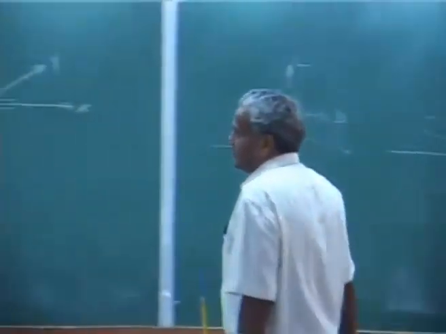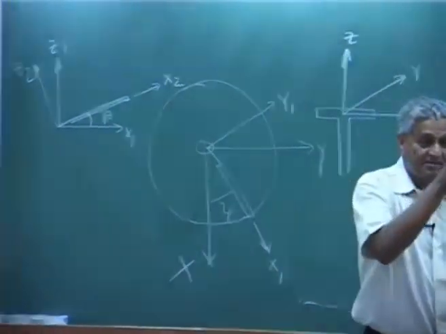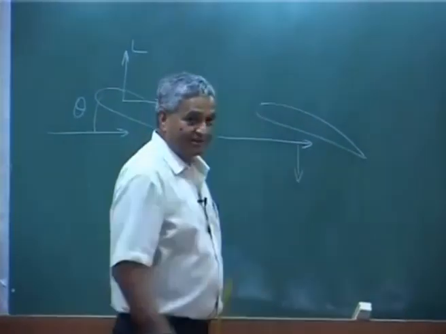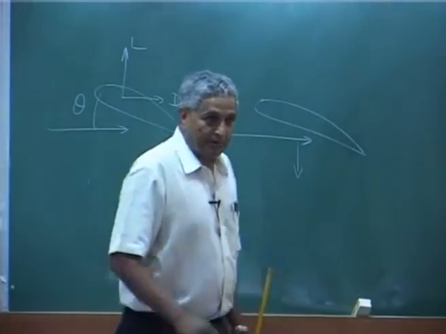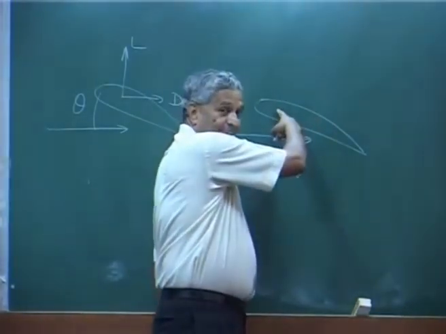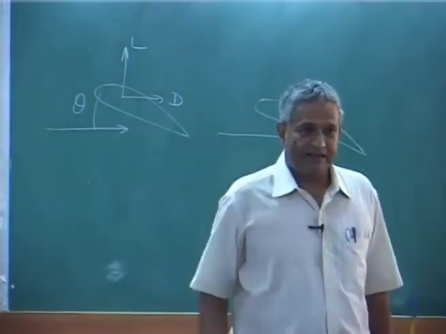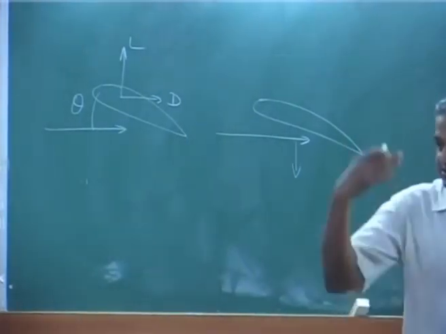I define that flap as the angle beta, X2 Y2. Now if I look at this, this is my aerofoil, the cross section of the rotor blade. My X2 is coming out here, because that is a cross section of the blade, and I know aerodynamic theory is for the section.